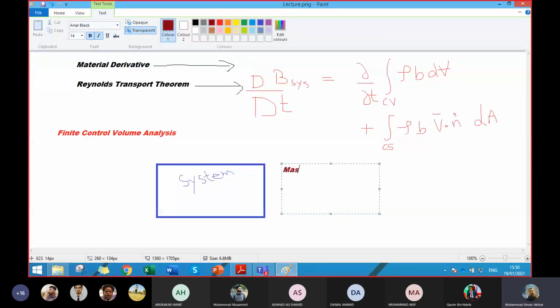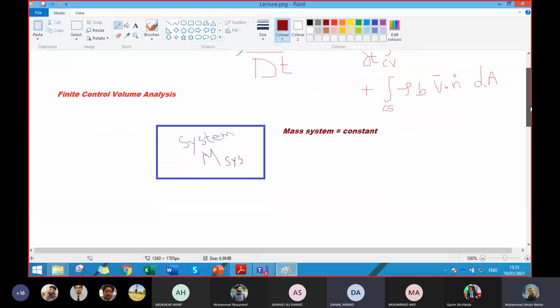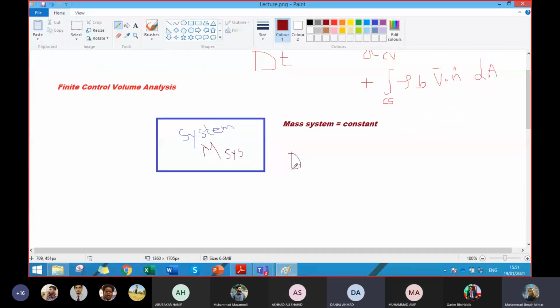You do not revise. The mass of the system is a constant, right? The Lagrange approach. Yes, sir. So if I represent the mass of the system as M system, then with time, what should happen to the mass of the system? Constant, sir. It remains the same. The rate of change of the mass of the system would be equal to 0. That is, d by dt of the system mass is equal to 0.